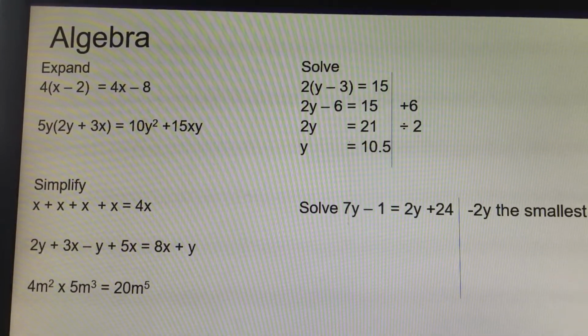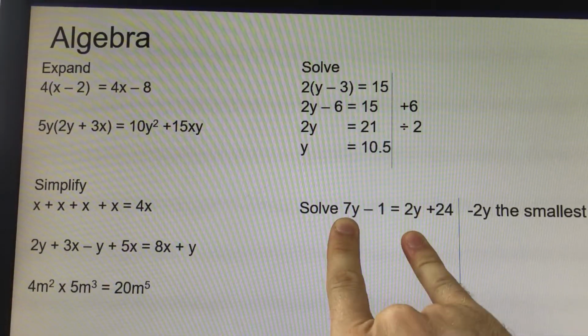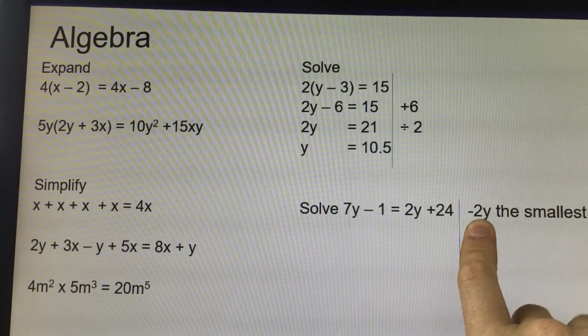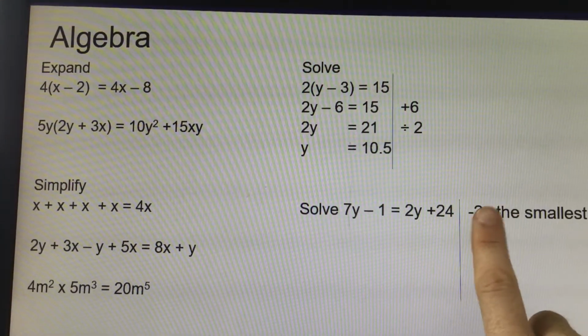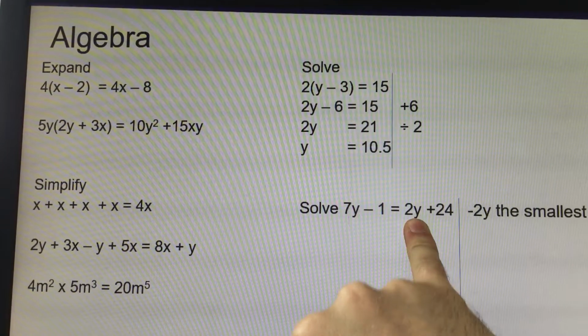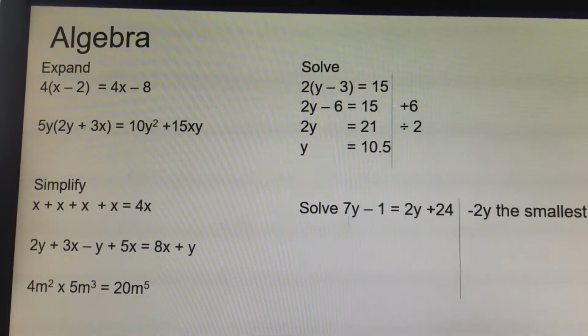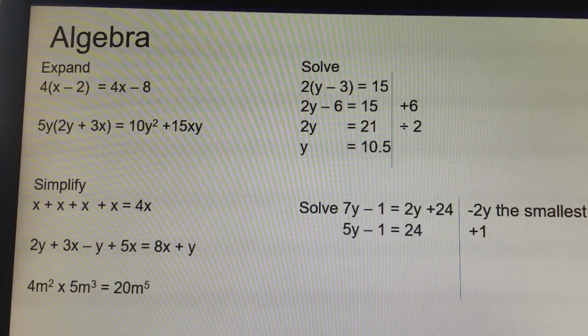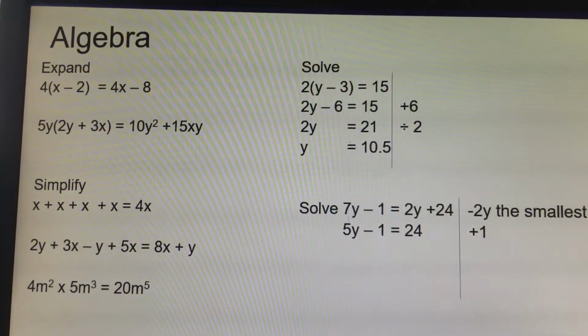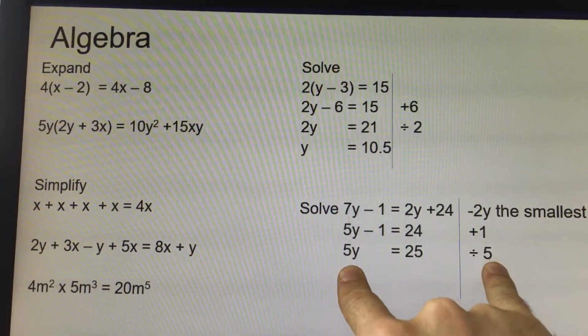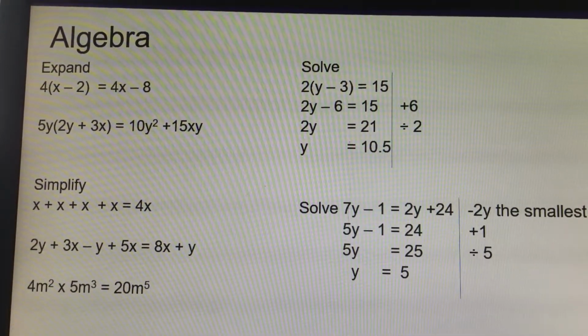This one really hasn't featured for both exams, so it's about understanding what to do here. So you've got 2 letters. You remove the smallest letter by taking it away or adding it, depends what you've got. Okay, so this 2y is going to go, and this 7y is going to turn into 5y. Then I add 1 to get rid of the minus 1. Then I divide by 5 to get rid of that 5, and I get that solution.